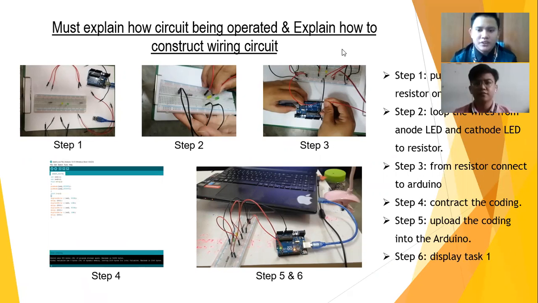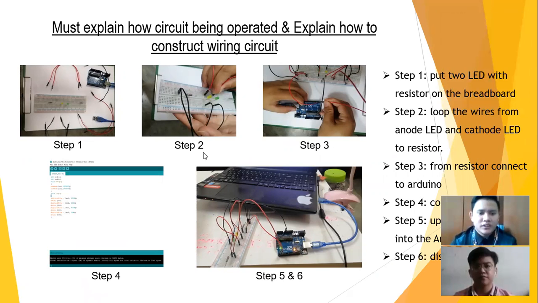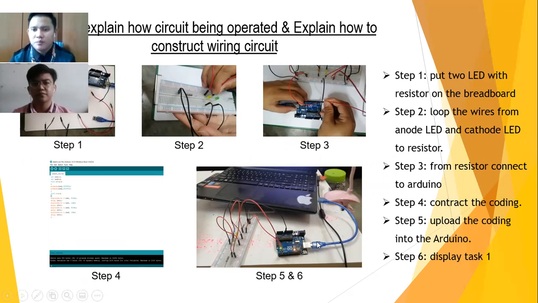In this picture, you can see step one until step six. For step one, put two LEDs with resistors on the breadboard. Step two, loop the wire from the anode LED and cathode LED to the resistor. For step three, from the resistor connect to Arduino Uno. Step four, construct the coding. Step five, upload the coding into the Arduino Uno. And step six, display task one.